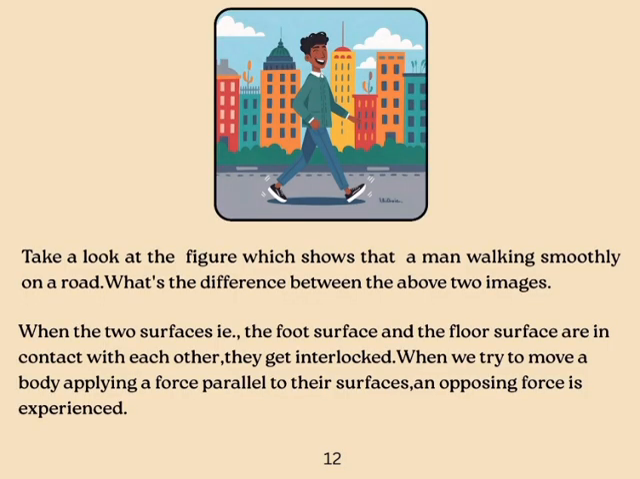Take a look at the figure which shows a man walking smoothly on a road. What's the difference between the two images shown here? When two surfaces, that is, the foot surface and the floor surface, are in contact with each other, they get interlocked. When we try to move a body applying a force parallel to their surfaces, an opposing force is experienced, and this is frictional force.